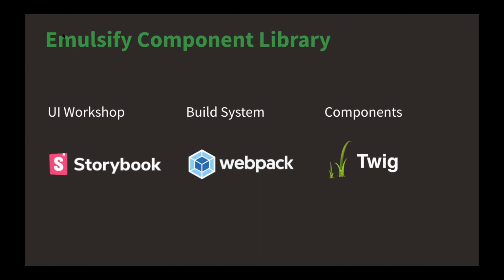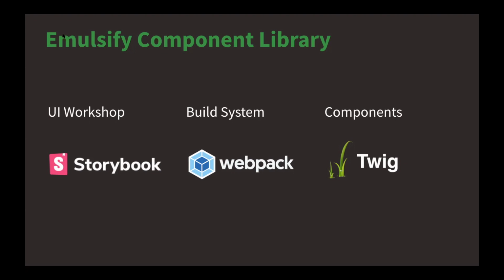So first, let's talk about the UI workshop and build system. If you're familiar with Emulsify's history, you may be asking why these tools. From a high level, the first reason is incredible support. Storybook has 900 plus committers, 6.8 million plus monthly installs, and then Webpack, 600 plus committers and over 35 million monthly downloads. So these are just massively popular and well-supported products. Also, they have rich ecosystems. Storybook with its add-ons and Webpack with its plugins ecosystem is just incredibly deep. And then, of course, they use each other.